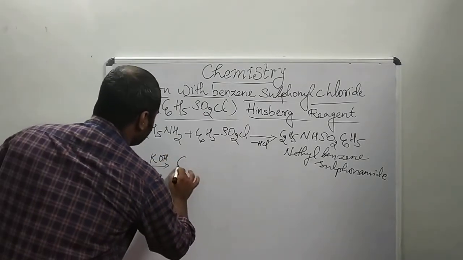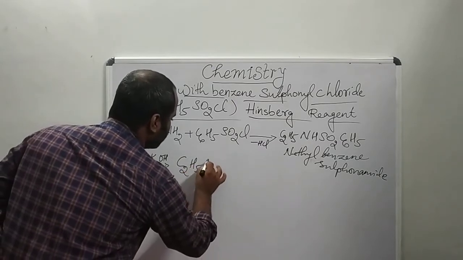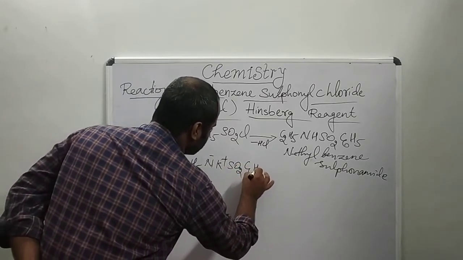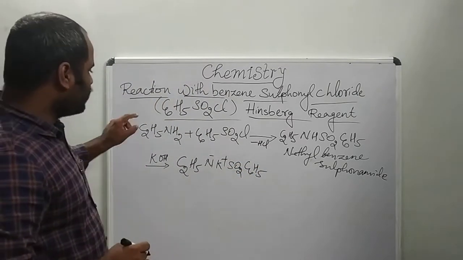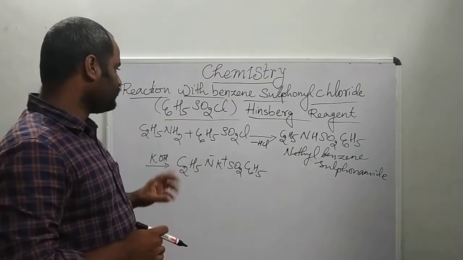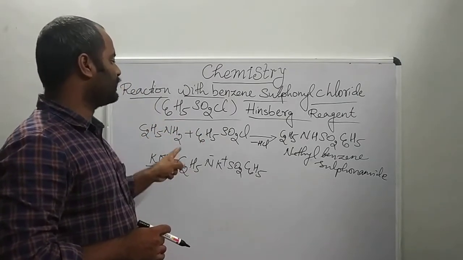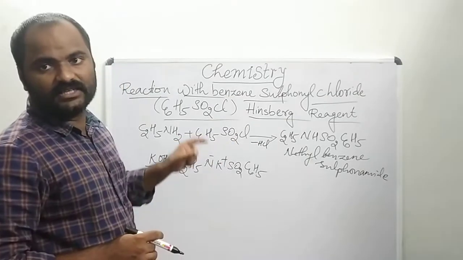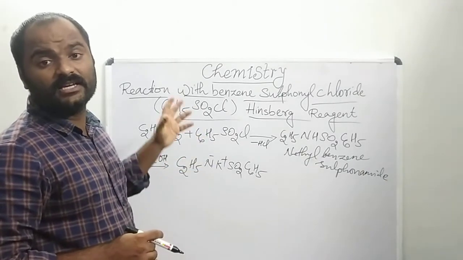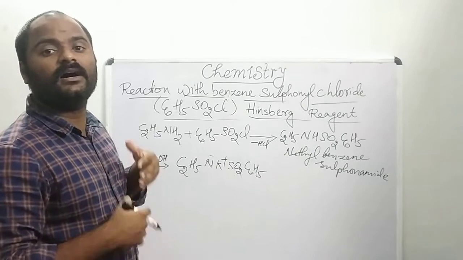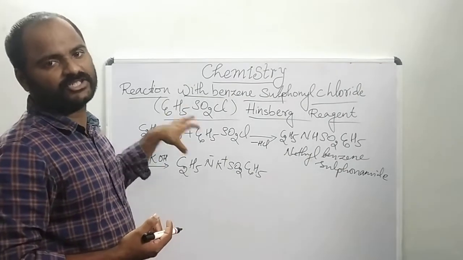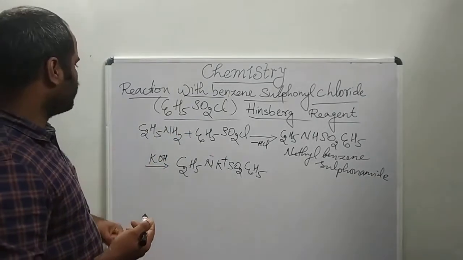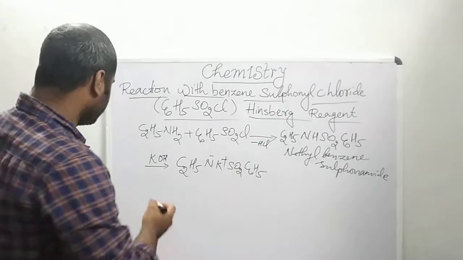The product is C2H5N minus K plus SO2 C6H5. So primary amine on reaction with benzene sulfonyl chloride or Hinsberg reagent gives N-alkyl benzene sulfonamide. This N-alkyl benzene sulfonamide is soluble in alkali. That is the reaction of primary amine with Hinsberg reagent. So now we can move on to the second reaction.